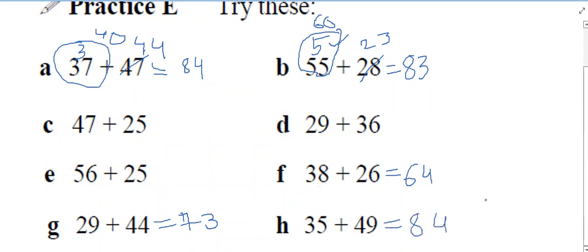Then Ayesha, C. It's 47 plus 25. We take the 3 from 25 to make the 47 into 50, and 25 becomes 22. 50 plus 22 is 72. Correct.